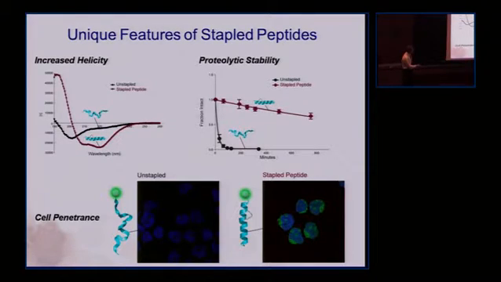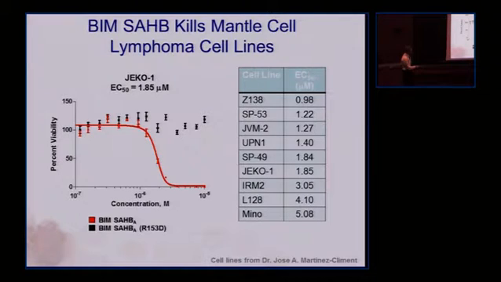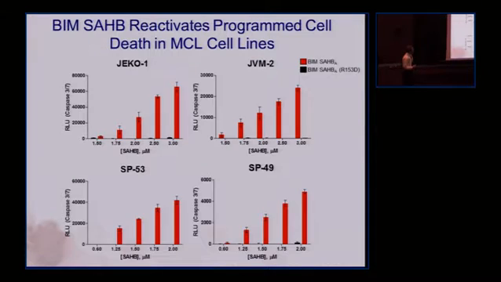And so we made a stapled peptide corresponding to the BIM BH3 domain, as well as a point mutant that doesn't interact with its known BCL2 targets, and treated a panel of mantle cell lymphoma cell lines and saw a dose-dependent decrease in viability from those cells treated with the BIM SAHB, but not the point mutant control, with EC50s in the low single-digit micromolar range. And this correlated with a concomitant increase in caspase 3/7 activation, again, only by the BIM SAHB and not the point mutant control, in a dose-dependent manner in multiple of these cell lines.